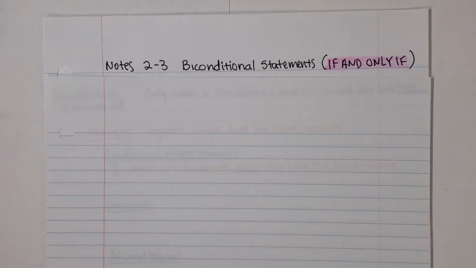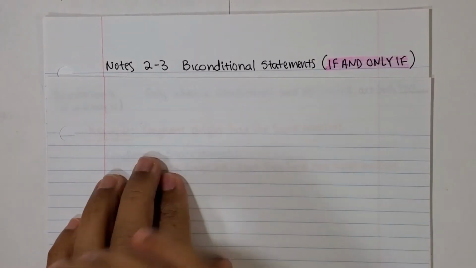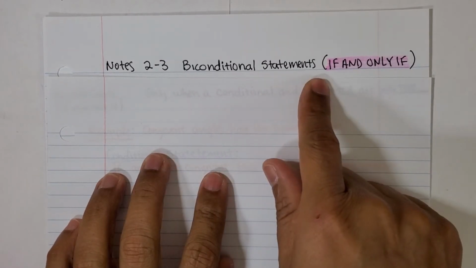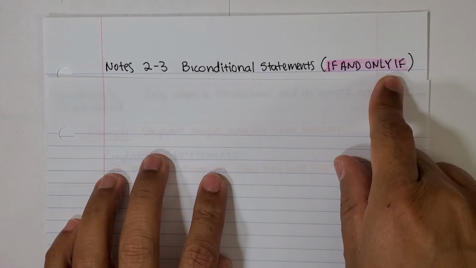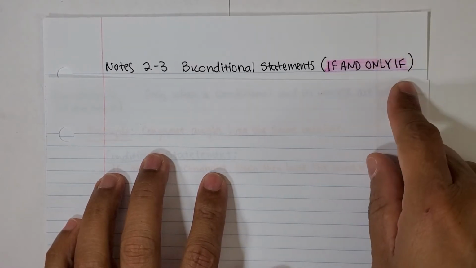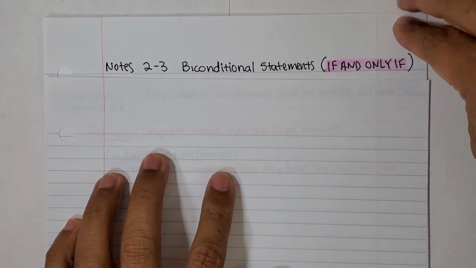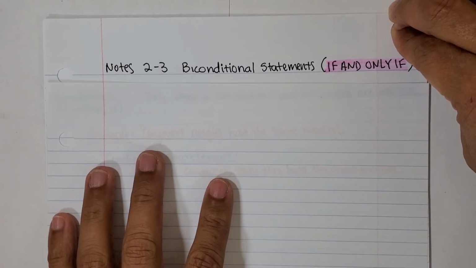Biconditionals have if and only if, and that's what I'm going to explain in this video today, and I'm going to try to make it as simple as possible so that you're able to follow the lesson and also be able to successfully complete today's assignment. Okay, so let's go ahead and get started. All right, so note 2-3, biconditional statements. Biconditional statements have if and only if, and you'll see how if and only if is introduced in a biconditional statement.